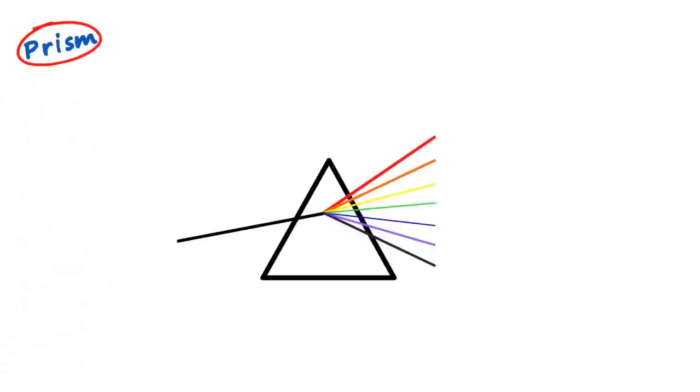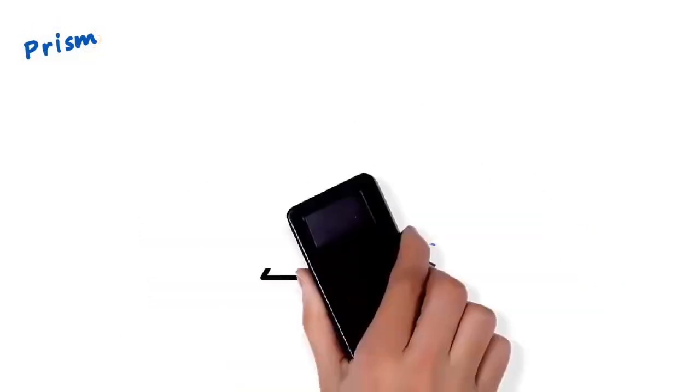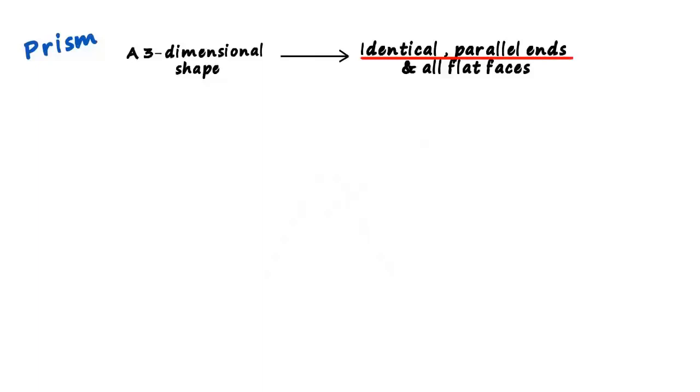In this video, we try to understand one of the most interesting three-dimensional shapes. It's called a prism. Most people think of a prism as something like this, but have no idea about its correct definition. So let's erase this and start with the definition of a prism. It's a three-dimensional shape that has identical parallel ends and all flat faces.